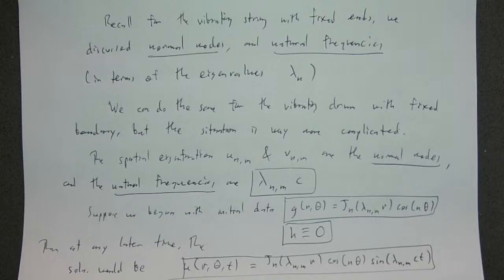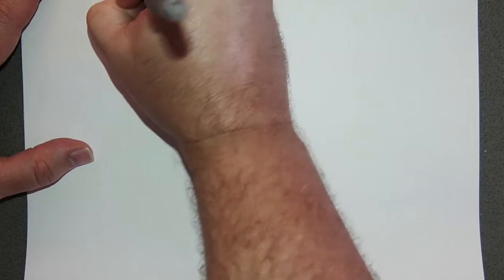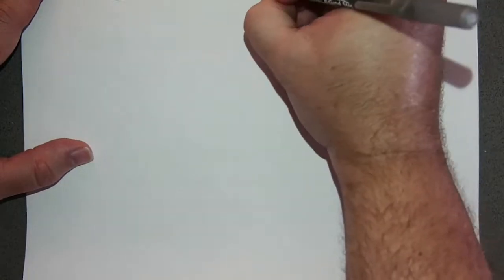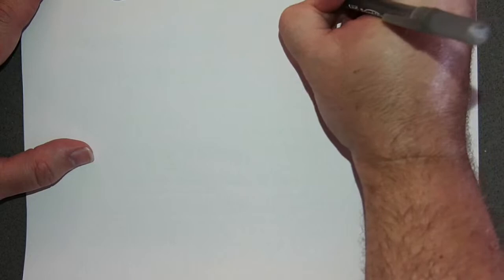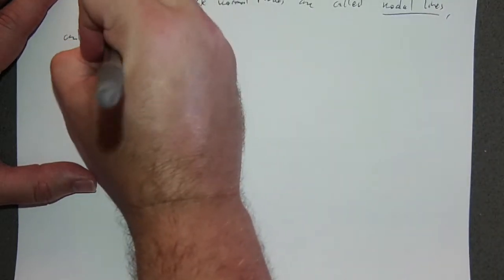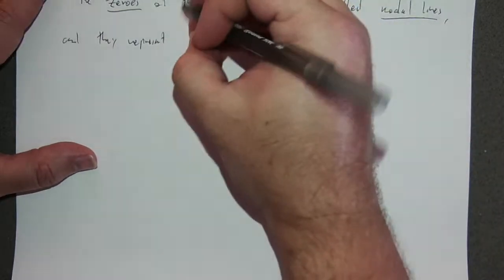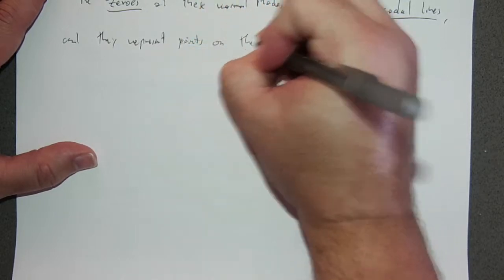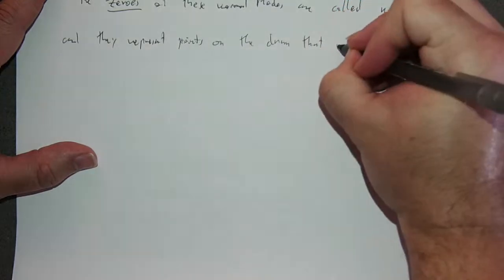Okay. The zeros of these normal modes, these eigenfunctions, are called nodal lines. And they represent points on the drum that stay fixed. So they represent points on the drum that remain fixed.